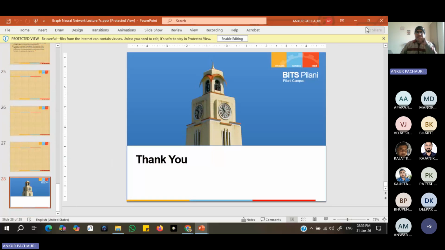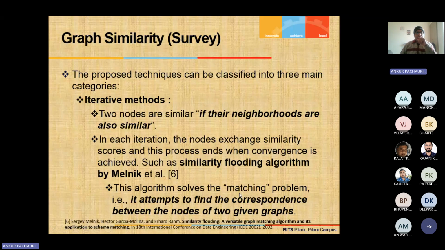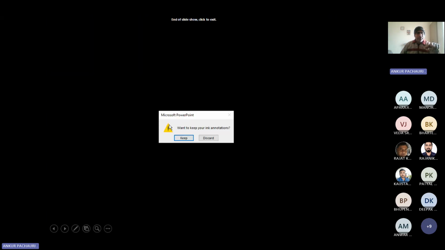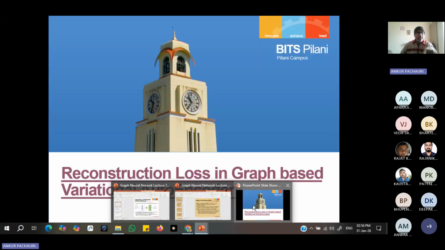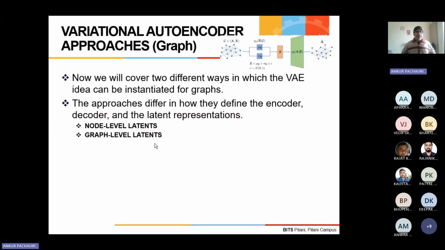So that's easy for me. Now I need not cover that slide. Okay, so I can quickly move back. So these are the similarity values. The only thing which was not covered was the graph reconstruction loss in graph based. One of the reconstruction loss methods was the binary cross entropy, and another reconstruction loss mechanism was the graph similarity. Okay, this we have covered.